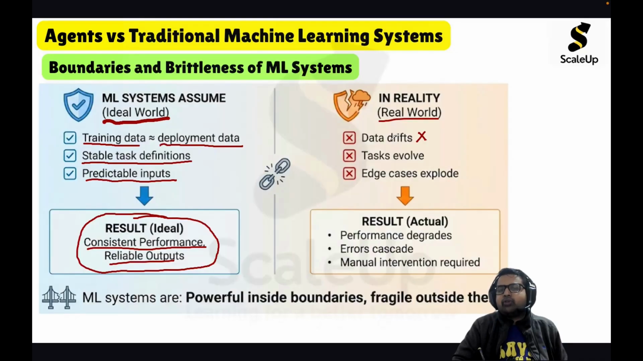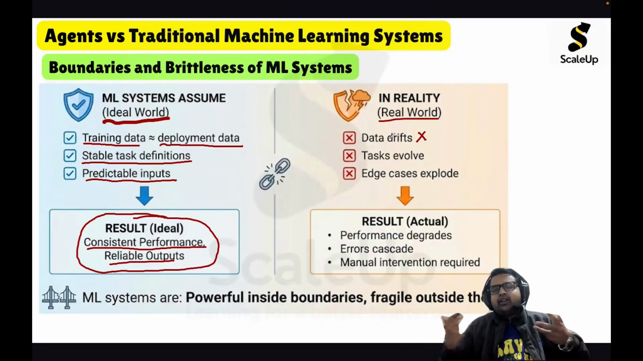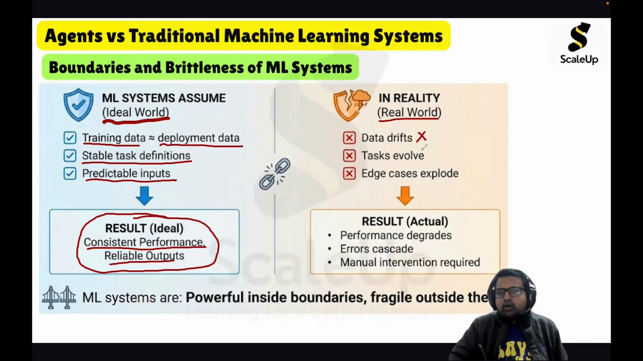And the patterns also drift. A very good example of it is the COVID-19 pandemic: a very massive shift in the patterns, because the trend pre COVID-19 and the trend post COVID-19 are completely different. Tasks are not stable, they evolve over time. And we might have inputs which contain patterns the machine learning systems have never seen before. So edge cases explode, and because of that, the actual result is that performance degrades, errors cascade, and manual intervention is required. So this is a very important discussion we are making.